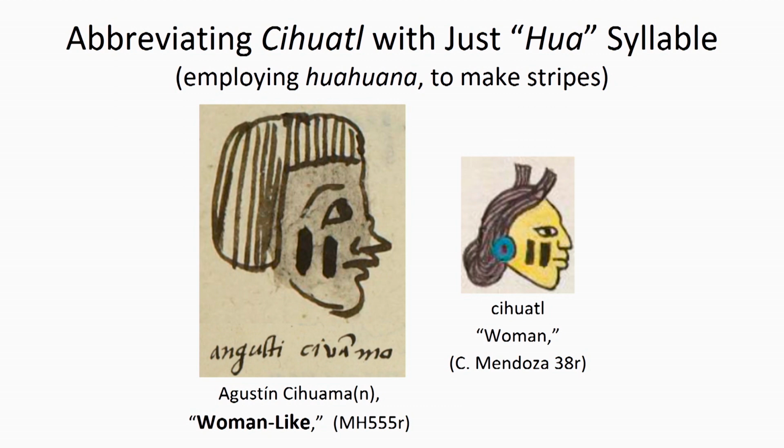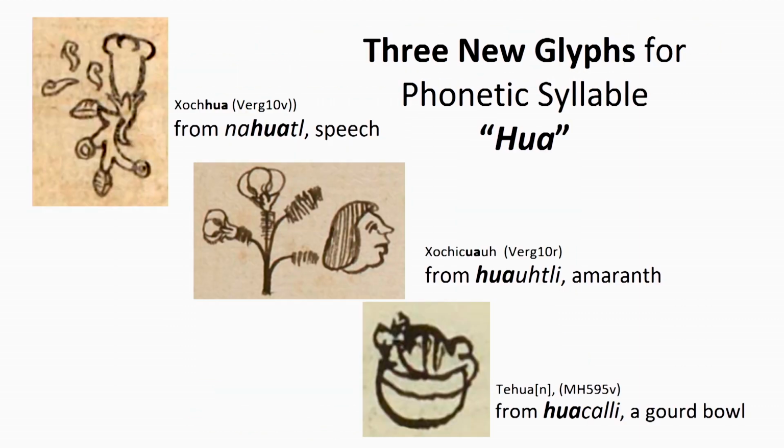And we see from the gloss, the little alphabetic writing below, that he's Agustin Siwaman, which means womanlike. So this is a man whose name is womanlike. And they've really abbreviated the wa here for siwat and just used the wa on his cheek. But it works because of the gloss. Thank heavens we had the gloss, because otherwise I'd be thrown by that.